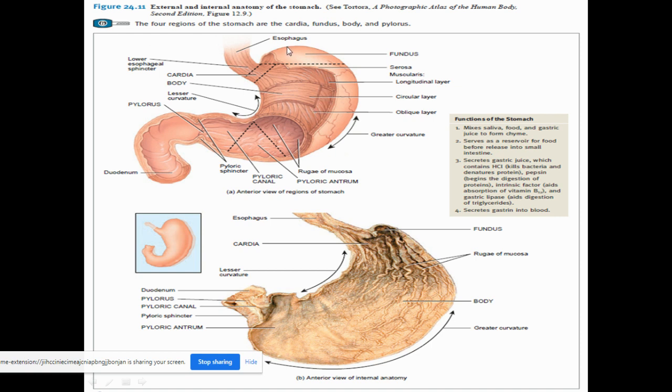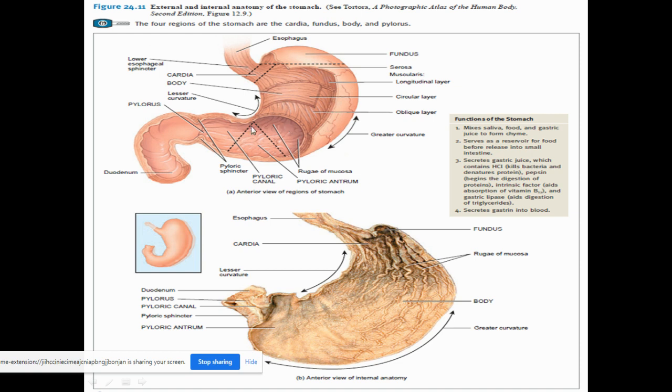Now let us see the anatomy of the stomach. The stomach is divided into four regions. The initial region is called the cardia. You can see the lower esophageal sphincter opens into the first region of the stomach called the cardia. The next region is called the fundus. The fundus is a funnel-like region which opens into the next region, which is called the body.